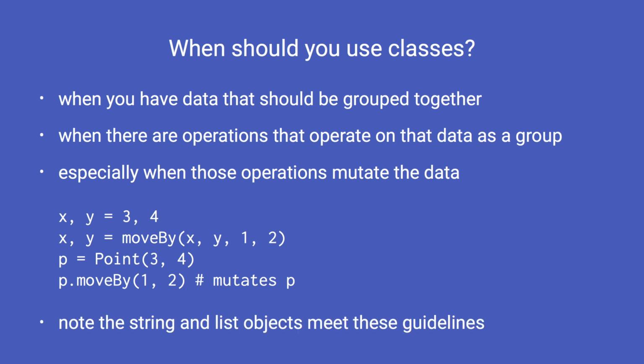This is more organized with fewer parameters and return values. If you think about the built-in string and list classes, you will see they meet these guidelines. The string class organizes a sequence of characters with operations that process the data as a whole. The list class organizes a sequence of values with operations that process the data as a whole, and many of its methods mutate the data.